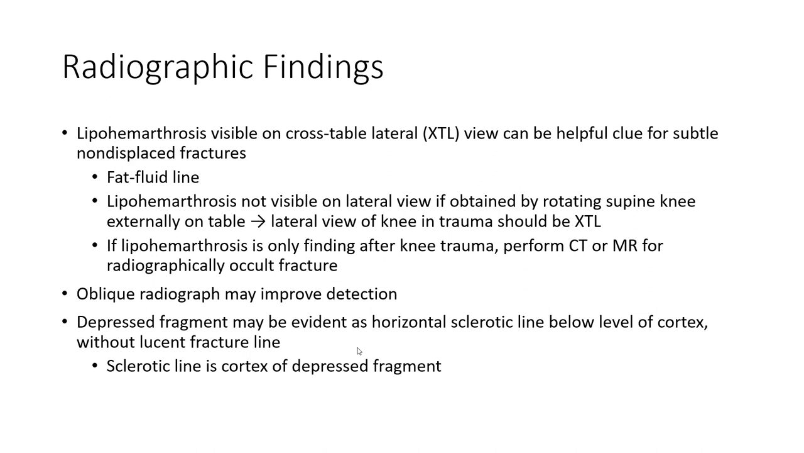If lipohemarthrosis is the only finding after knee trauma, perform CT or MRI for radiographically occult fracture. An oblique radiograph may improve detection. A depressed fragment may be evident as a horizontal sclerotic line below the level of the cortex without a lucent fracture line. The sclerotic line is the cortex of the depressed fragment.